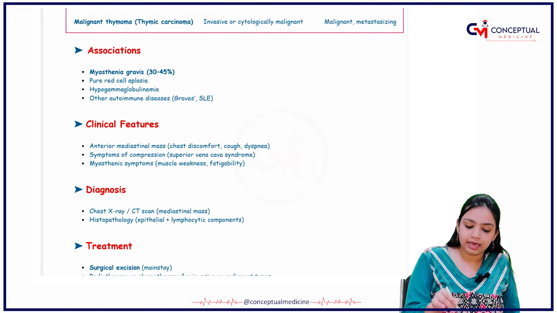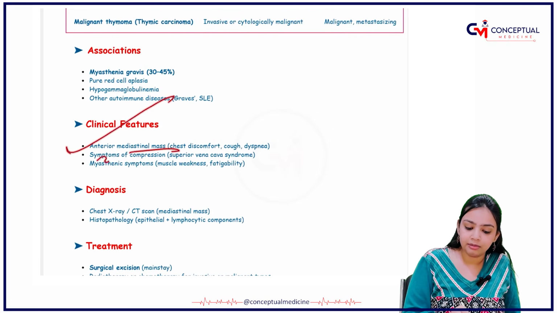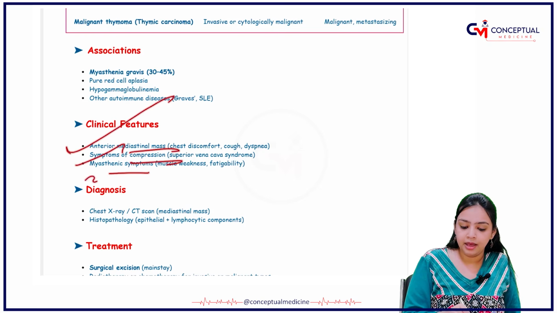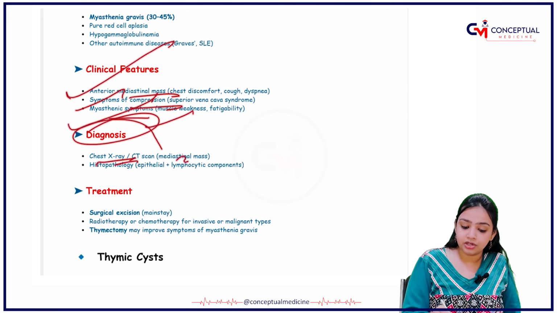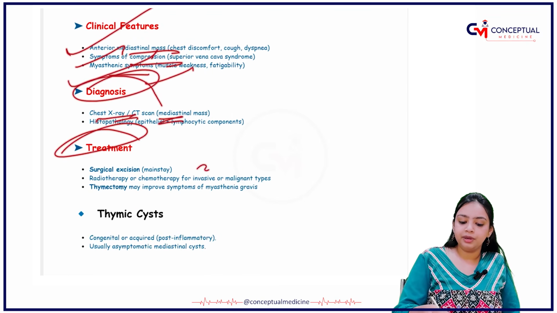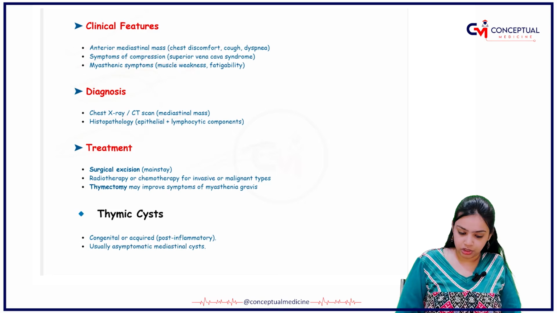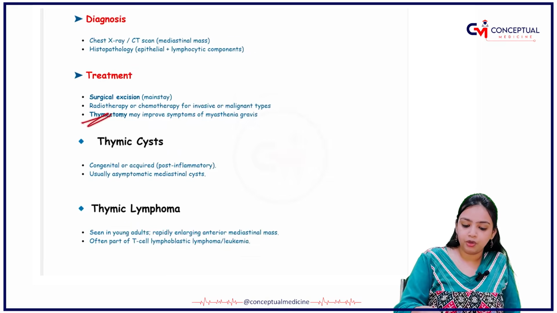What are the clinical features? The clinical features can be anterior mediastinal mass, symptoms of compression, and myasthenic symptoms. How will you diagnose it? By doing a chest X-ray or CT scan. What is the treatment? You have to give the surgical excision to the patient, and thymectomy.